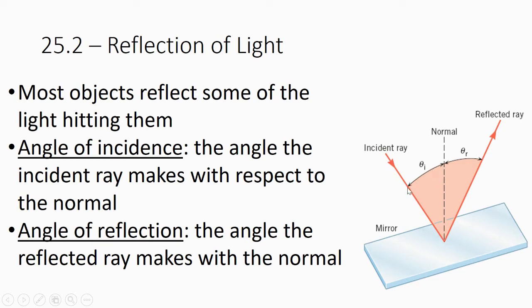We have this angle of incidence, theta sub I, which is the angle the incident ray makes with respect to the normal, which is something you have to be careful with when you're looking at problems. Imagine a perpendicular line hitting the mirror. We care about the angle between that normal line and the ray. We don't care about this angle here between the mirror and the actual ray. The angle of reflection then is the angle the reflected ray makes with that normal.